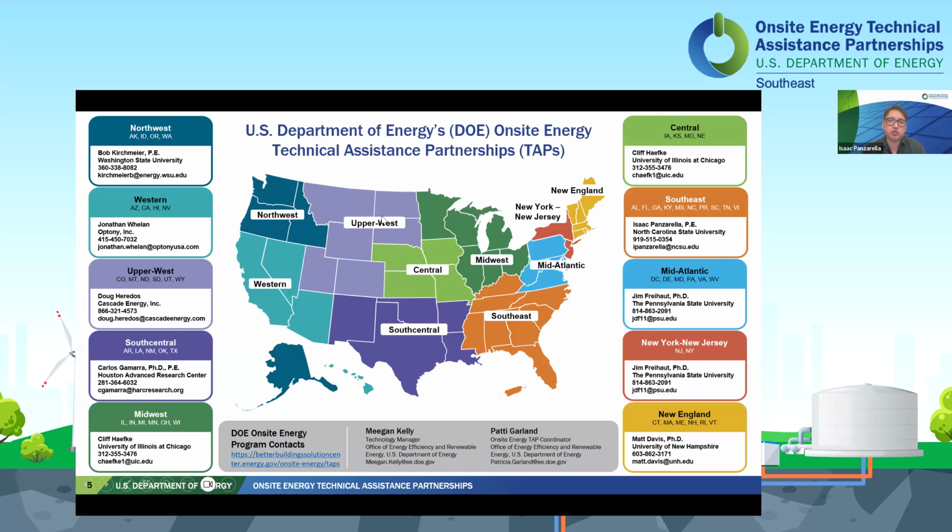The next slide shows the national map and all of the on-site energy TAP contacts for you, as well as the DOE program contacts. We work quite a bit with other regions because we all share different opportunities and experience in developing on-site energy projects. The next slide shows specifically the Southeast region.